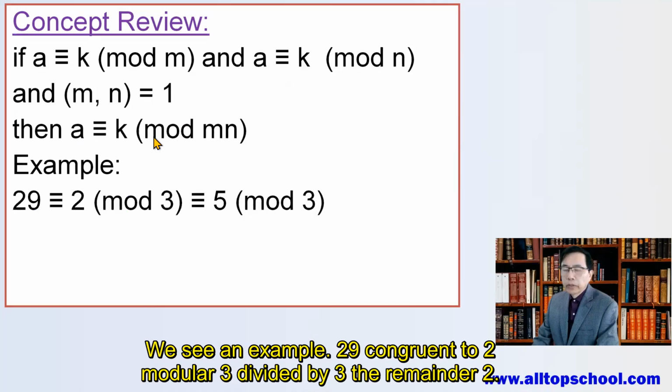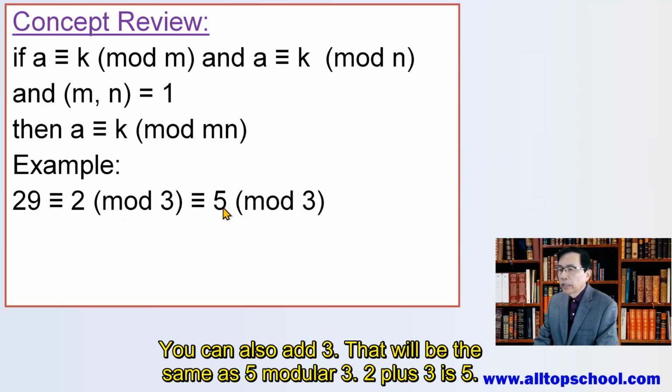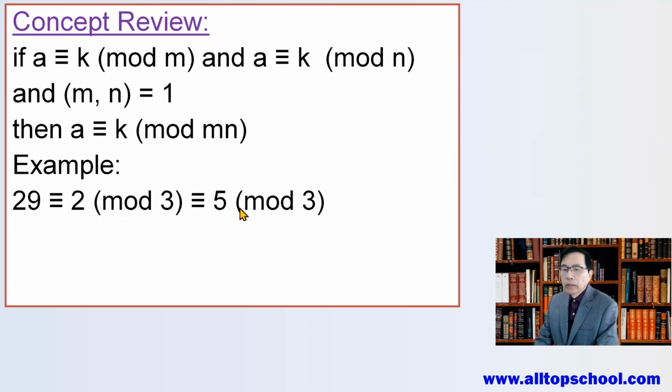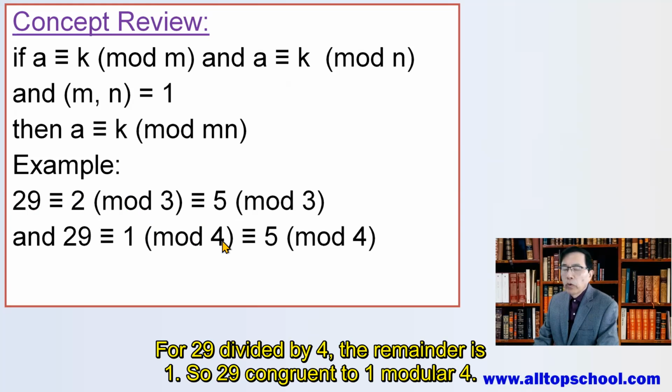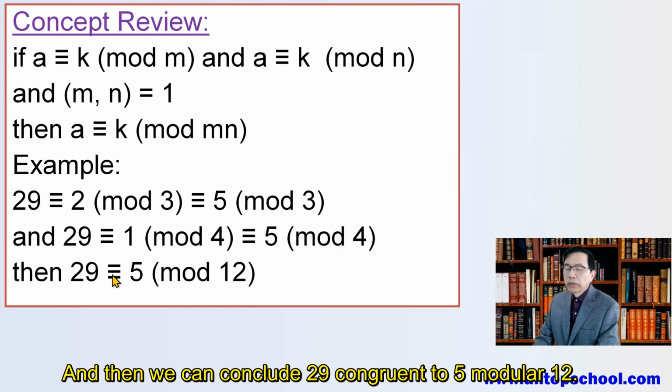We see an example: 29 is congruent to 2 modulo 3, divide by 3, the remainder is 2. You can also add 3, that will be the same as 5 modulo 3. 2 plus 3 is 5. For 29, divide by 4, the remainder is 1, so 29 is congruent to 1 modulo 4. This is also congruent to 1 plus 4, which is 5 modulo 4. And then we can conclude 29 is congruent to 5 modulo 12.